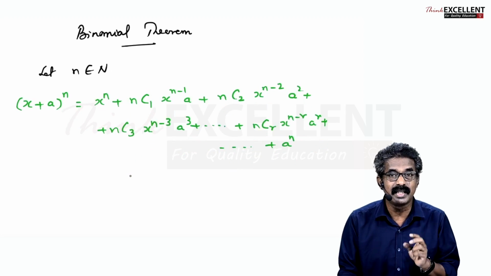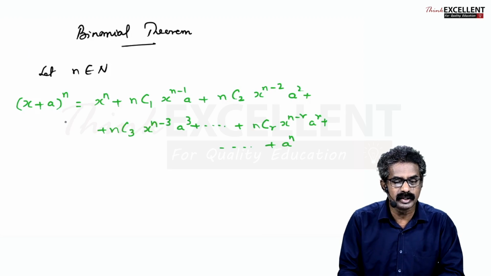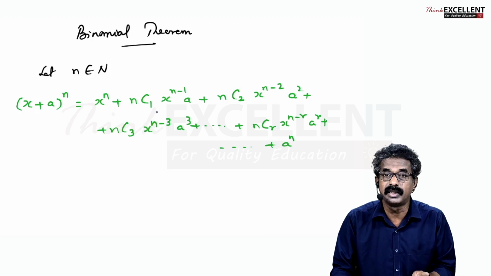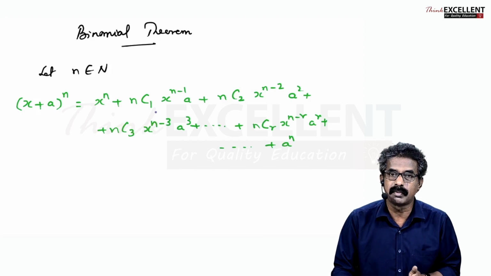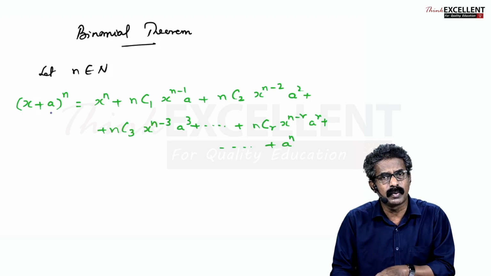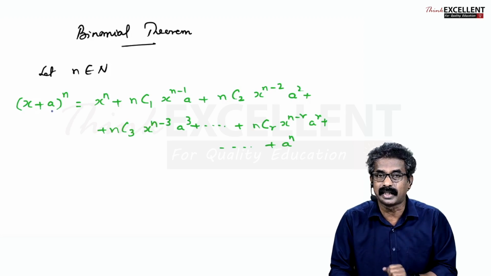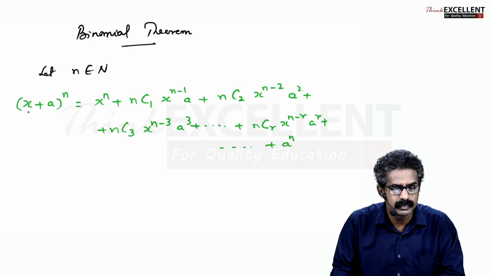This you can use when n is a positive integer, that is, n is a natural number. So (x plus a) raised to n is x raised to n plus nC1 x raised to n minus 1 into a plus nC2 x raised to n minus 2 a square plus etc. The general term is nCr x raised to n minus r a raised to r plus etc. And finally a raised to n. Suppose the sign is minus, (x plus a) raised to n is this one. Suppose (x minus a) raised to n, what do you do? Alternate terms you put plus minus. First term is positive, second negative, positive, negative, like that you write. Same expansion only.